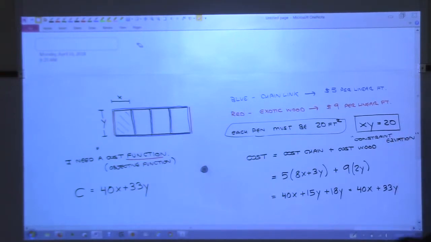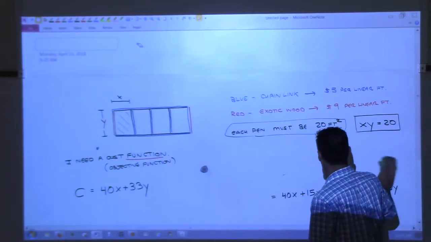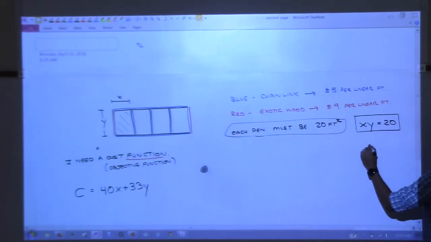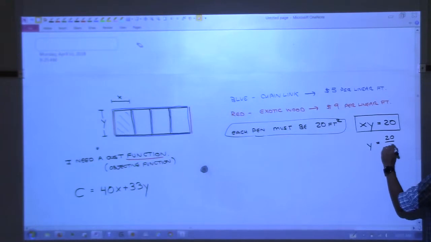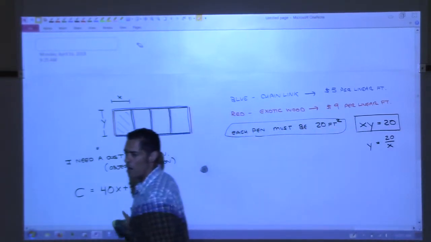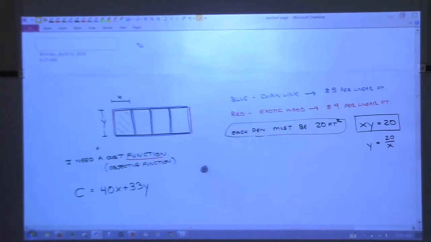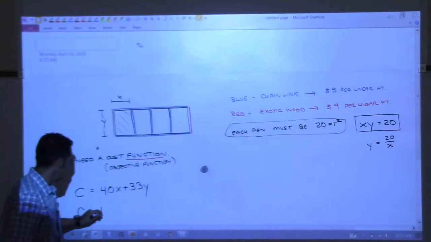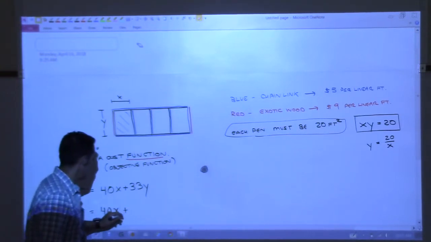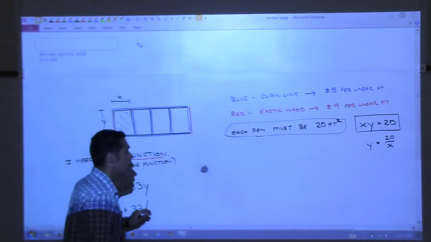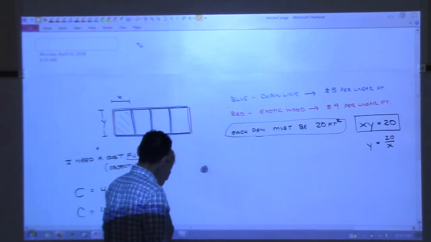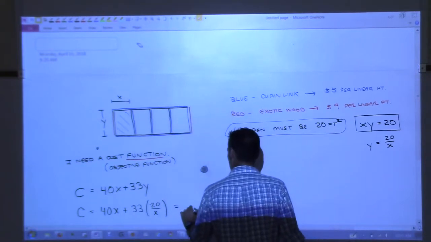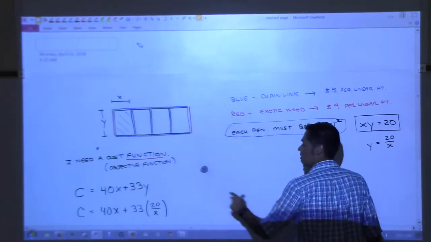So what I'm going to do now is I'm going to take that constraint equation and I'm just going to solve it for y real quick. That means y is 20 over x. Agreed? And then I'm going to come back over here to my cost equation and I'm going to replace the y with that. Because that is what y has to be, right? So I come back over here to my objective. I rewrite 40x plus 33 times y, but y is 20 over x. And now what we have is a final version of our cost function, right? I'm going to just clean that up.